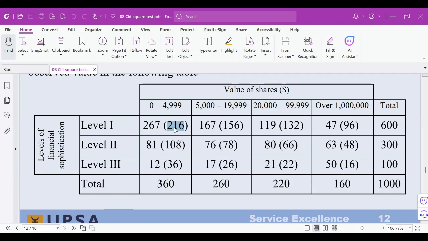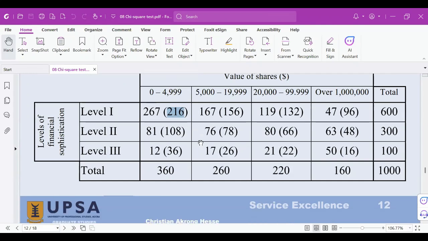600 times 360 divided by 1,000. And what is the answer when you do it on your calculator? 216. Good. So then the next step, in fact, this table is not awarded any marks.